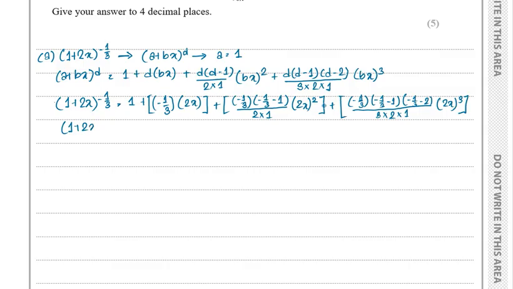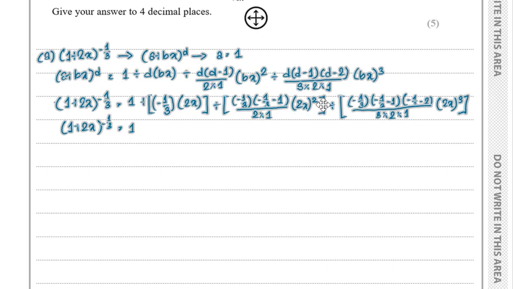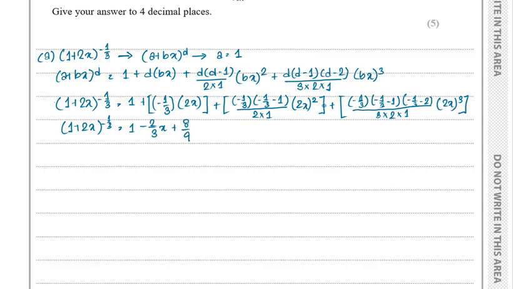So this would be 1 plus 2x to the power minus 1 by 3. It would be 1 plus minus 1 by 3 multiplied by 2x, which is minus 2 by 3 x, and minus 1 by 3 multiplied by minus 1 by 3 minus 1 divided by 2 multiplied by 1 multiplied by 2x whole squared. If you put that in your calculator, this would be plus 8 by 9 x squared, and minus 1 by 3 multiplied by minus 1 by 3 minus 1 multiplied by minus 1 by 3 minus 2 divided by 6 multiplied by 2x cubed. This would be minus 112 by 81 x cubed.